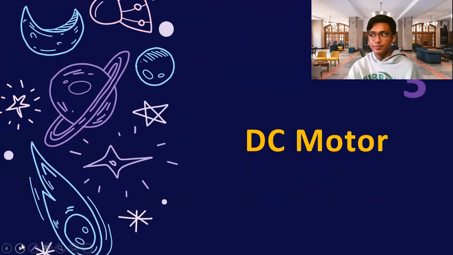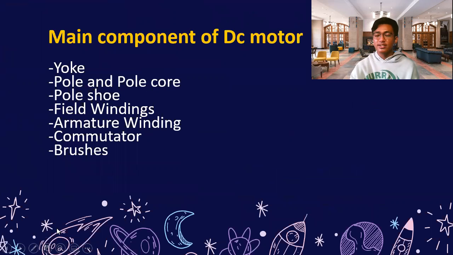So we proceed to the DC motor. There are some components inside the DC motor that we need to know. The first is the yoke. The yoke is basically the frame of the DC motor. Then the pole and pole core, pole shoes, field windings, armature winding, the commutator that I mentioned before, used for changing the magnetic field in a DC motor, and the brushes.